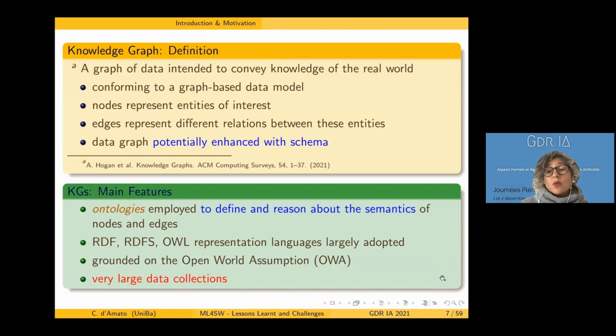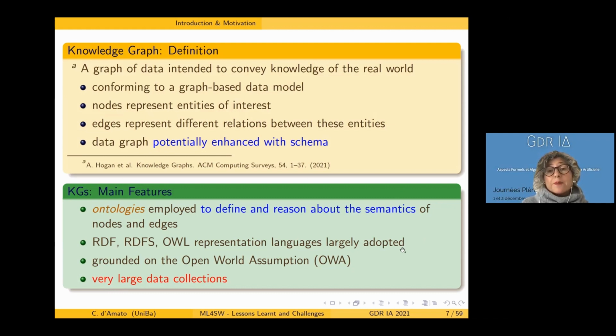Here, I'm going to adopt the definition of knowledge graph provided by Hogan and colleagues, for which a knowledge graph is actually a graph of data intended to convey knowledge of the real world and conforming to graph-based data models. Here, nodes represent entities of interest, and edges represent different relationships that occur between these entities. Also, a knowledge graph can be enhanced with schema-level information, and in this regard, ontologies are quite often employed to define and reason about the semantics of the nodes and edges.